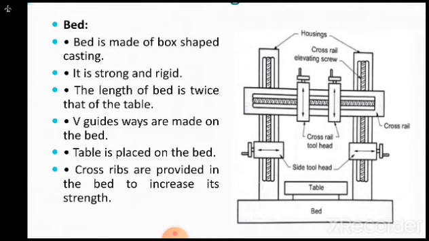Care is always taken to see that the length of the bed is double the dimension of the work table. V-guide ways are made on the bed. The bed is provided with the V-guide ways for giving the movement to the work table.